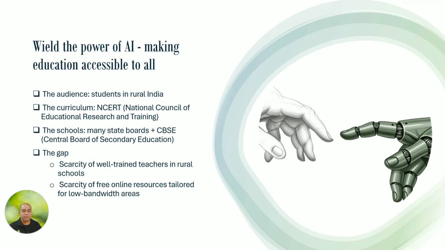We're trying to bridge this gap by providing free online resources that are tailored to run in low bandwidth areas. The curriculum that this solution covers is the most prevalent one in India. It's called the NCERT curriculum. This is followed by all of the central board schools and many state boards. The number of schools following this curriculum are over 31,000, and the number of students covered under this curriculum runs in tens of millions.